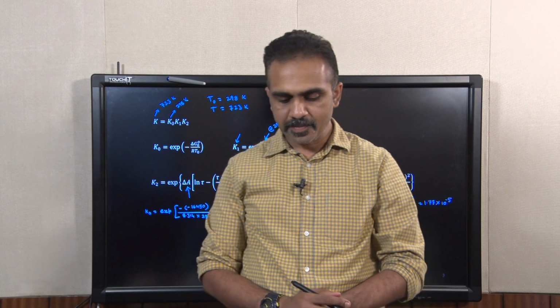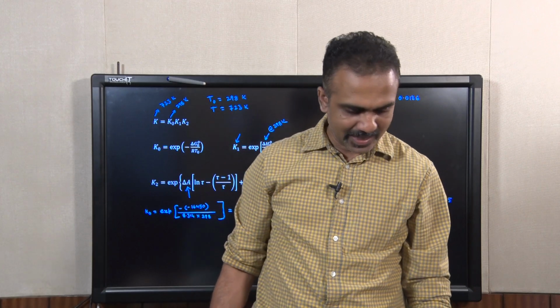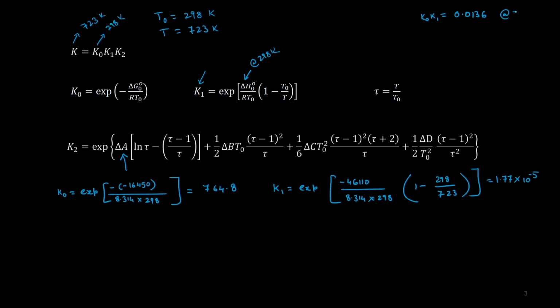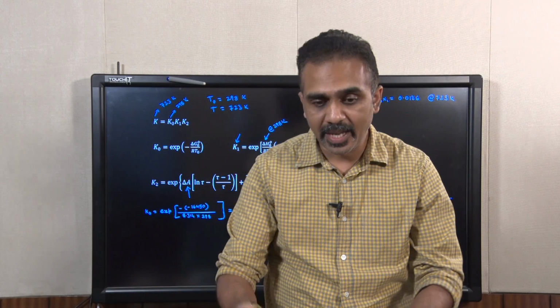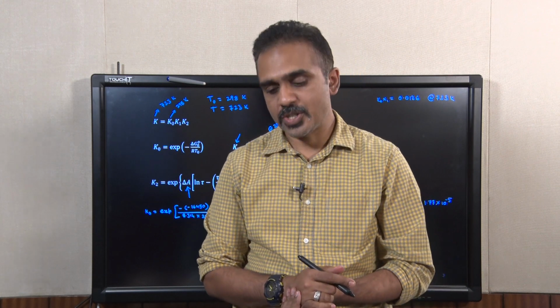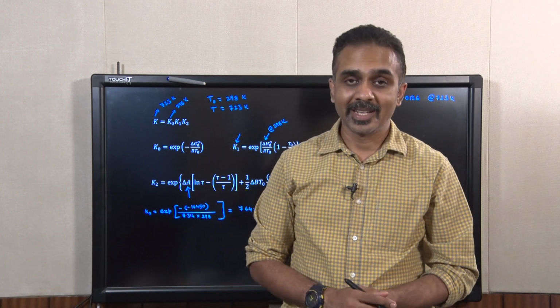Now, if I just leave it at this and calculate the product of the two terms, K0 times K1, then it would come out to be 0.0136. This is the value of K0 times K1 at 723 Kelvin. But this is the equilibrium constant if we assume that this delta H is constant with temperature, which it is not. We're given the specific heat capacity, so we employ another factor, K2, to correct for change in delta H with temperature.